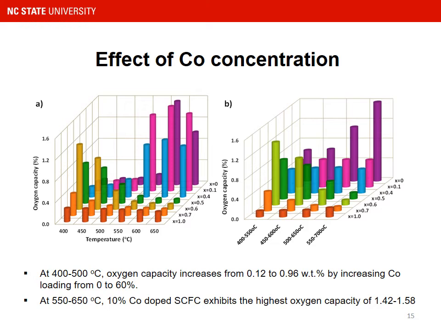In contrast, when we increase the cobalt loading, we can enhance their oxygen capacity at low temperature, even as low as 400 degrees Celsius. Particularly for this 60% cobalt-doped sample, it gives us an oxygen capacity as high as 1.21% at 400 degrees Celsius. A similar trend was observed for temperature swing mode.